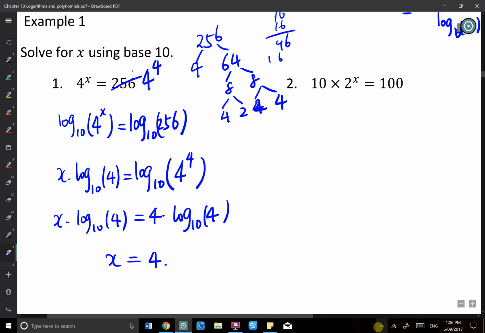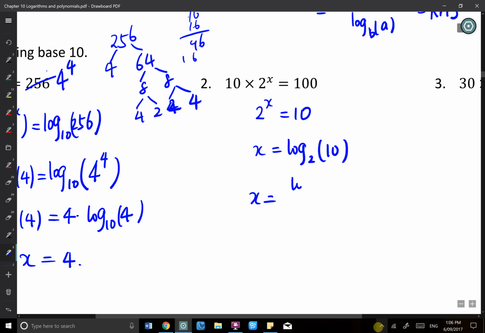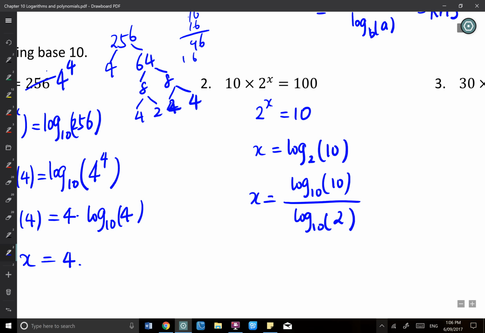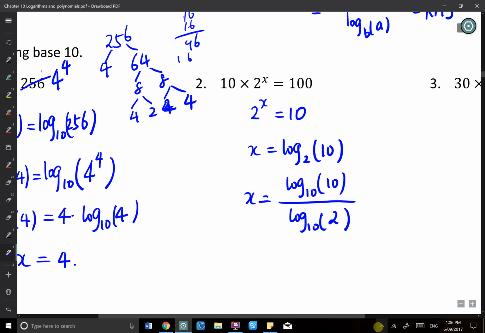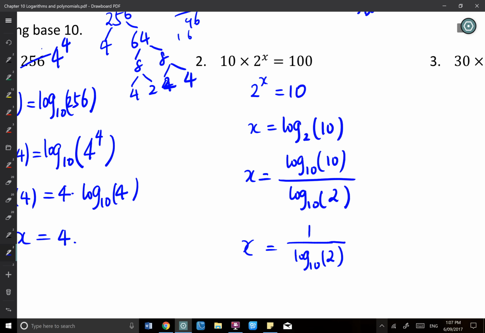Next one, 2 to the power x equals 10. So x equals log_2 10. I don't want base 2, what I want is base 10. So it's log_10 10 divided by log_10 2. I changed the base from 2 to 10. So x is 1 over log_10 2. That's base 10, not base 2 anymore.